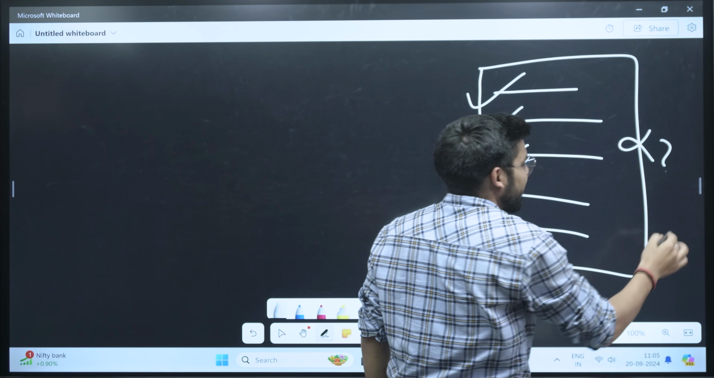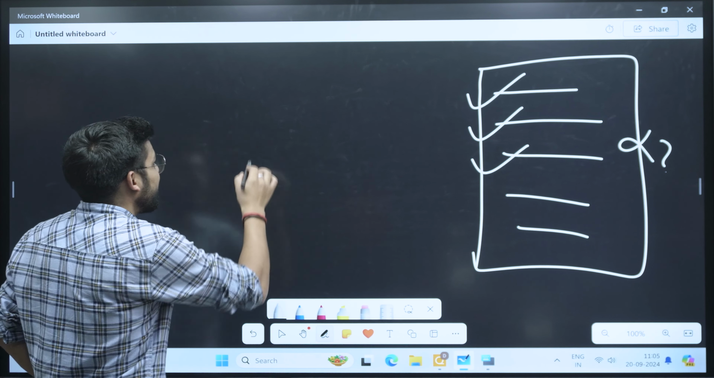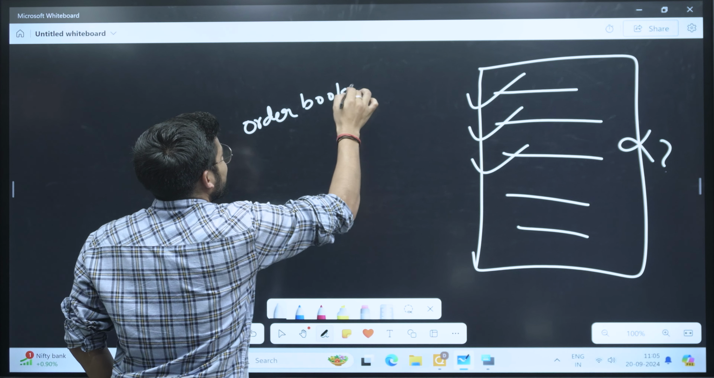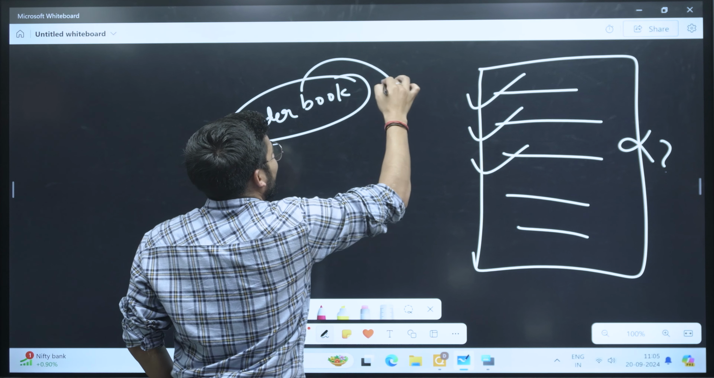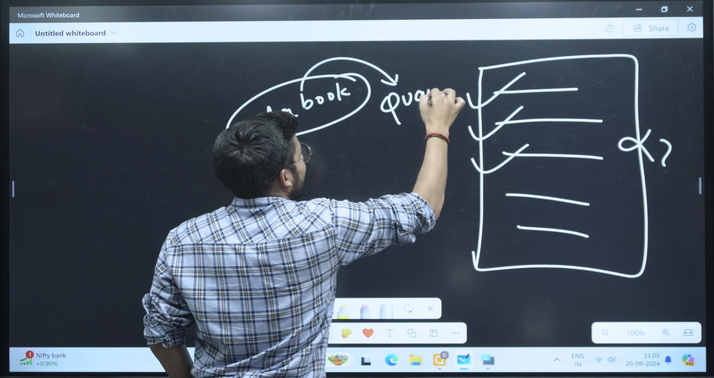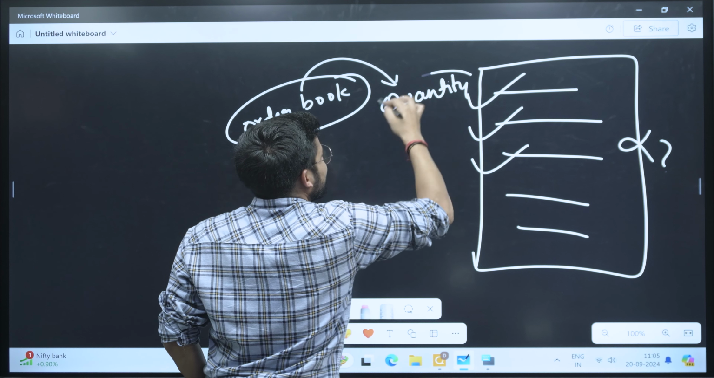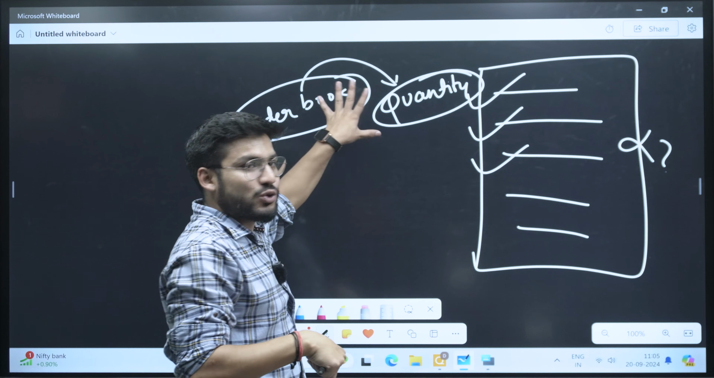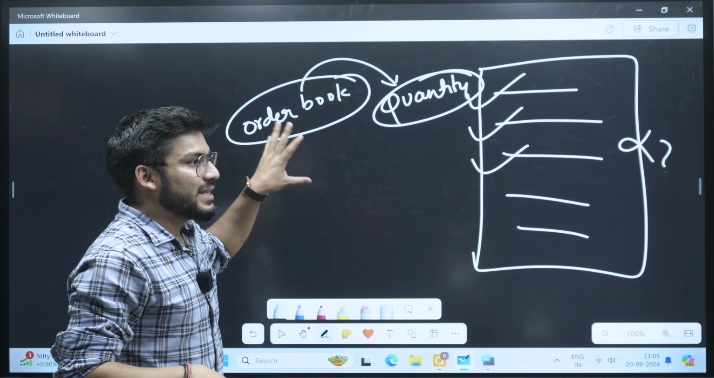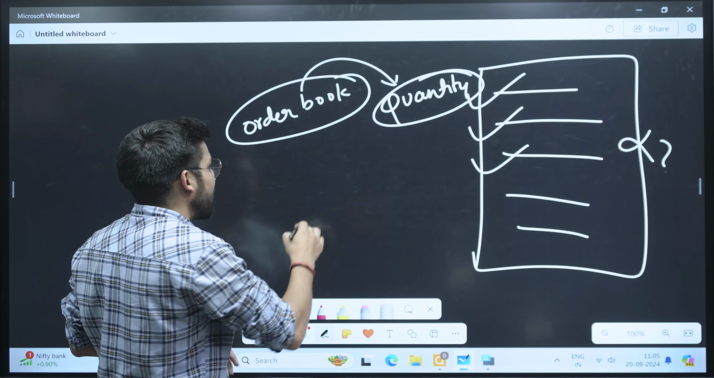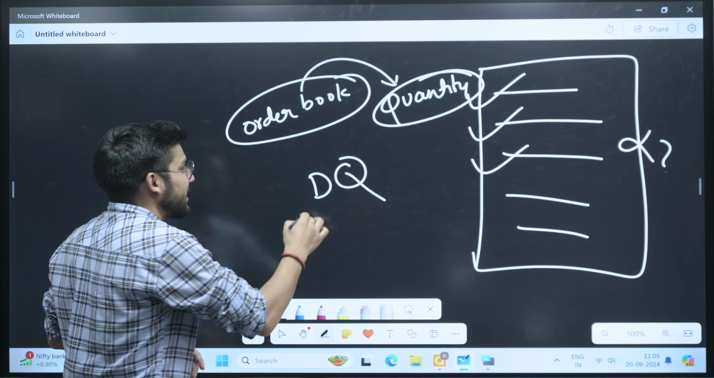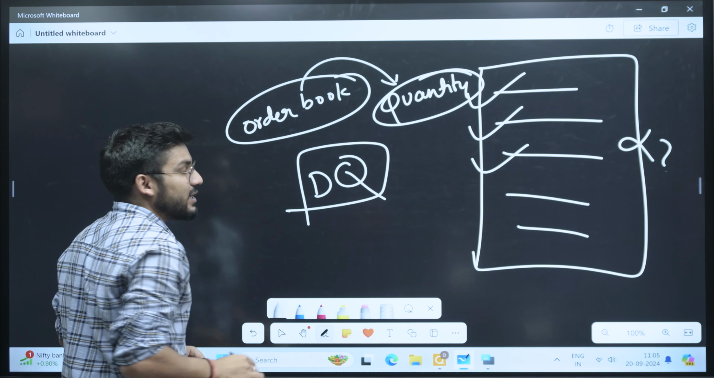I'll tell you why. When we talk about the order book, it simply means the quantity that has been placed, either in the bullish direction or in the negative direction, and it will show you that. But there are so many types of orders. For example, there is a type of order called DQ, that is disclosed quantity.